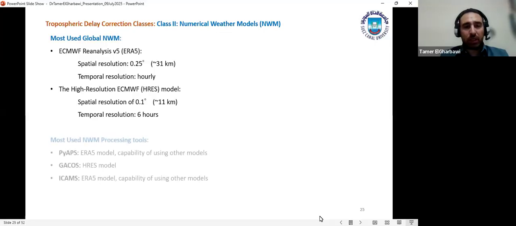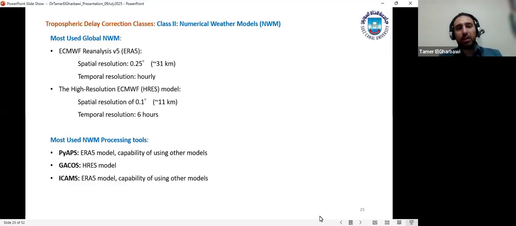So the most used models, as I said, are the ERA5 and the HRES. The spatial resolution in degrees is 0.25 degrees for the ERA5 and 0.1 degrees for the HRES. But this kind of model can be downloaded in other formats. The format in which we download these models is actually unusable. We cannot use it directly to correct the atmospheric delay for InSAR.